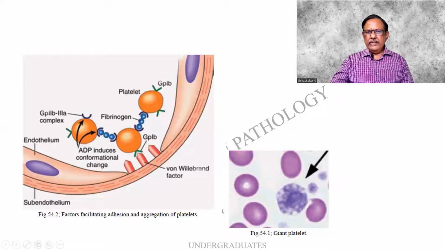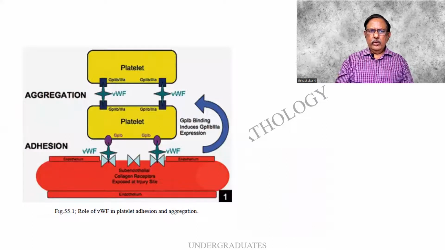But in some diseases, I find that the platelets are very large. This is an RBC. This is larger than that, but it is a platelet, nobody will believe. It is called a giant platelet. Such platelets are functionally not efficient, defunct. So this is the important diagram over here.